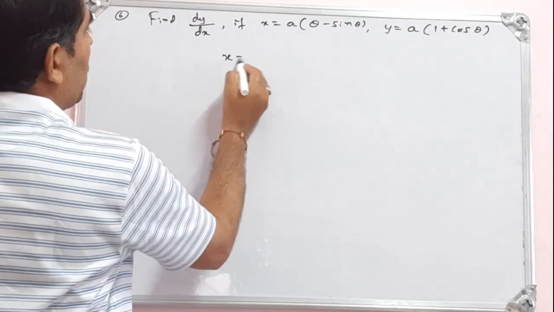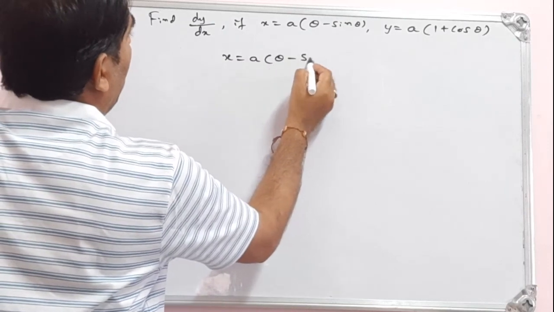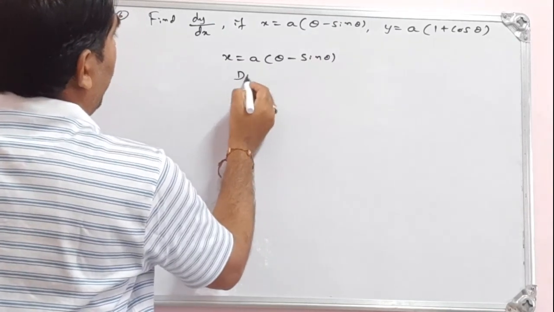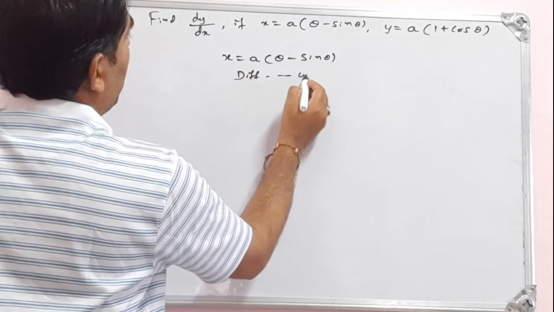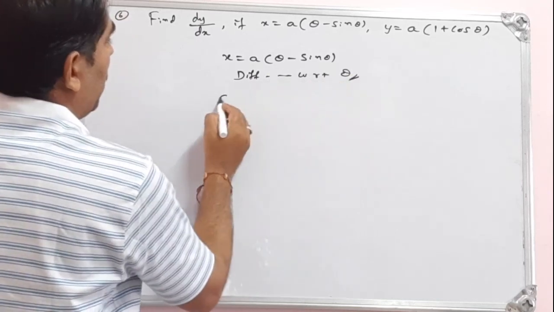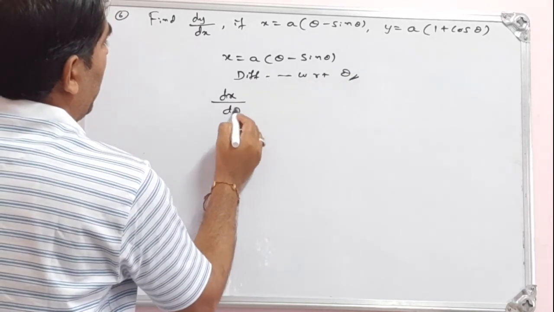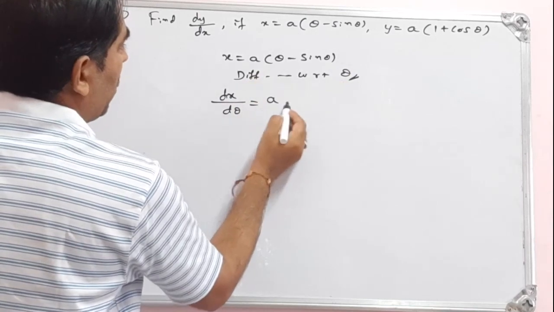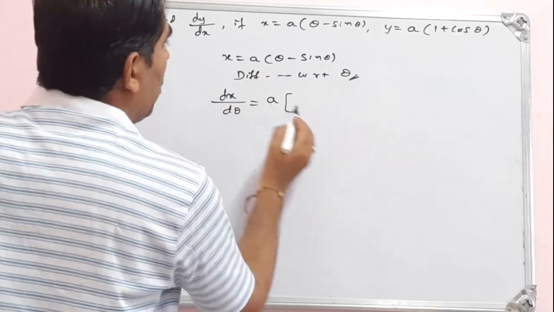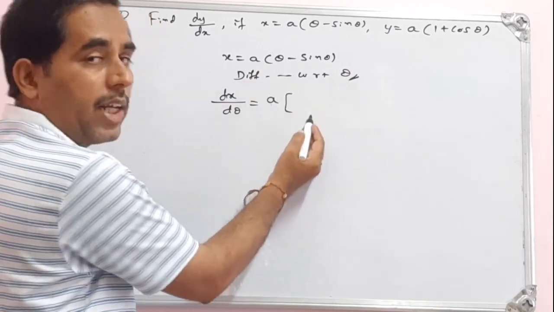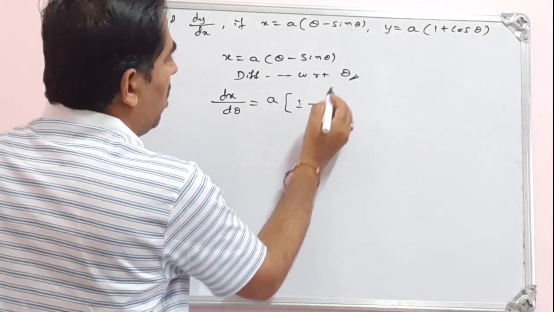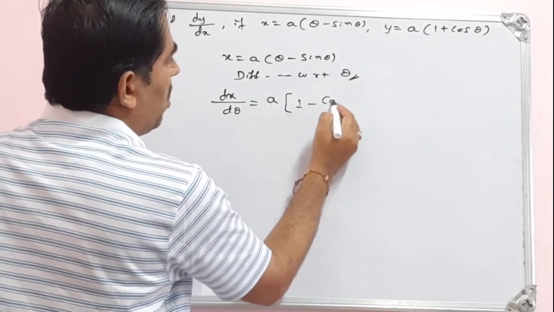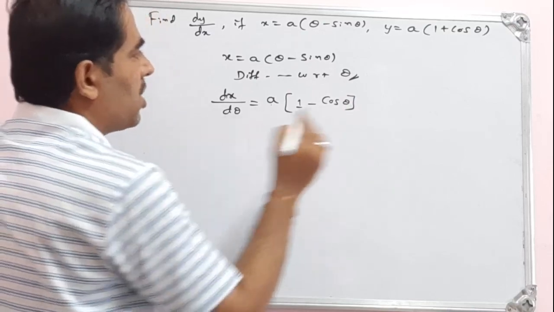Let me write this, a into theta minus sin theta. Here the parameter is theta, so differentiate with respect to theta. We'll get dx by d theta. We don't have to do anything with a, simply write it as it is. So a into the derivative of theta with respect to theta, which is 1, minus the derivative of sin theta, which is cos theta. Only one step here.